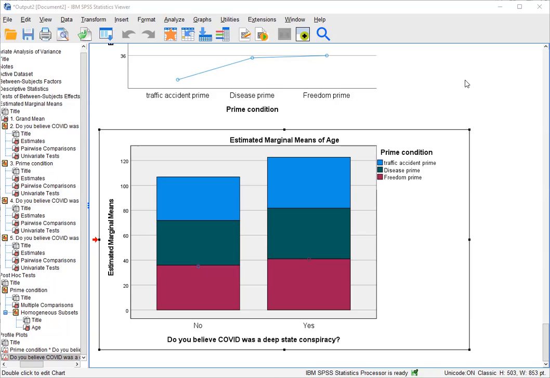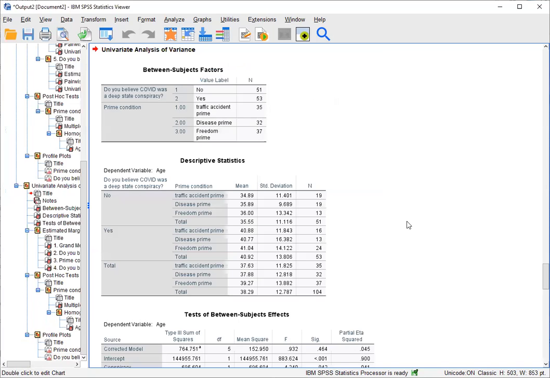That's okay. This is the estimated marginal means. Put them all in there, right? I'm not going to select any of these comparisons. I'm just going to leave that. Options, we're going to have descriptive statistics and effect size, which is partial eta squared, right? And then we're going to hit OK.